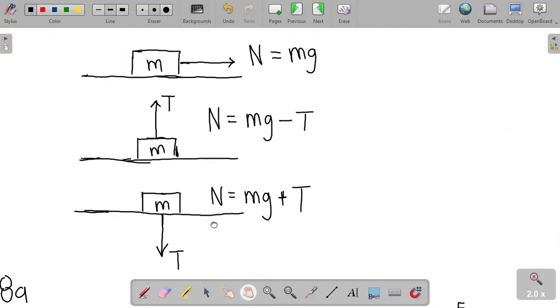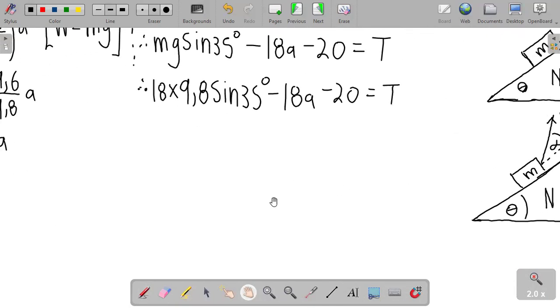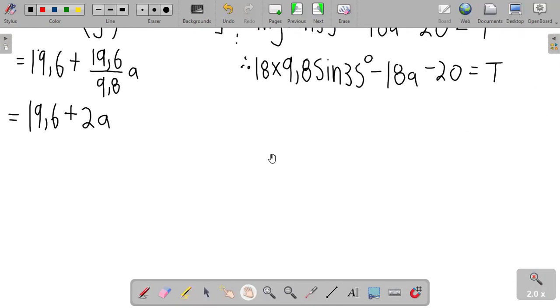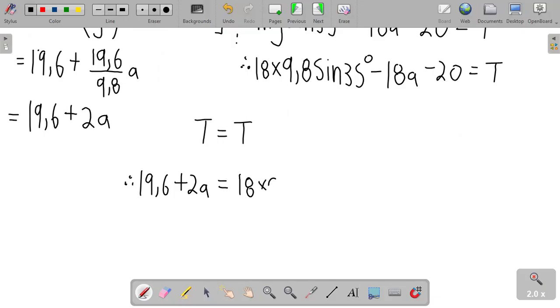So then we can come here and we equate the two tensions so that we can find acceleration. So we then can say T equals T. So this means we can take the side 19.6 plus 2A equals the tension on the other side, which is 18 multiplied by 9.8 sine 35 degrees minus 18A.